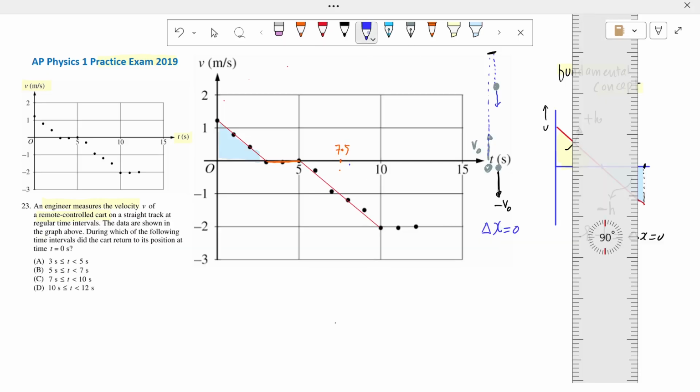And don't you think if I find this area, it is almost equal in magnitude to this value but negative, and it is obviously above the 7.5, right? So it means that the value of the time should be more than 7 seconds, and it should be less than 10 seconds. So the answer should be C, because this value is showing us the negative displacement and this value is showing us the positive displacement of equal amount. So the total displacement will be 0 within this range of time.